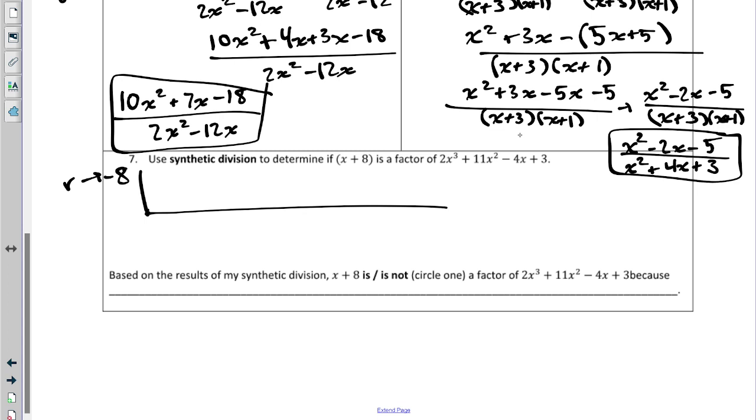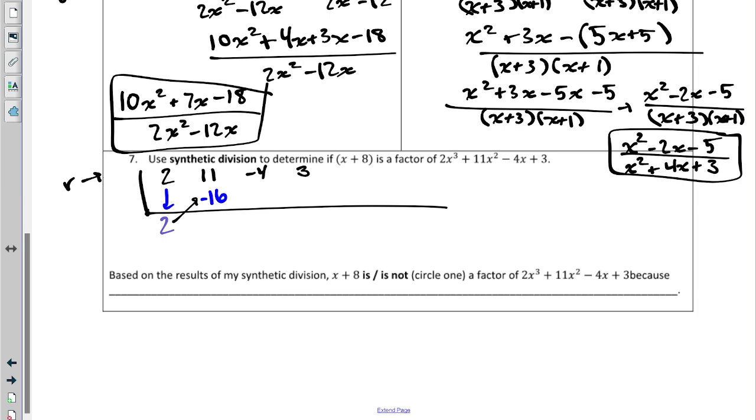And so I'm just going to write their coefficients: 2, 11, negative 4, and positive 3, okay? Now here's this process. First things first, we're going to drop this 2 down and put it right here. Then I'm going to multiply negative 8 from my root times 2, and that's going to go underneath the 11. So negative 8 times 2 is negative 16, and that goes here, all right?